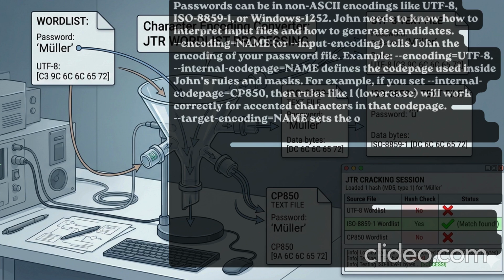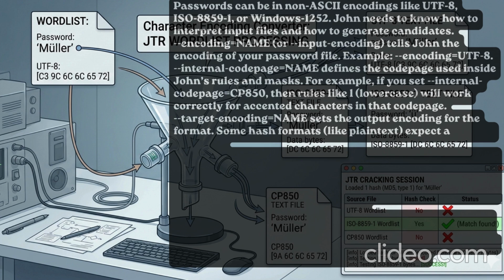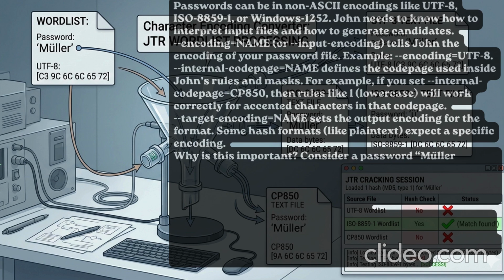--target-encoding=name sets the output encoding for the format. Some hash formats, like plaintext, expect a specific encoding. Why is this important? Consider a password like Müller.